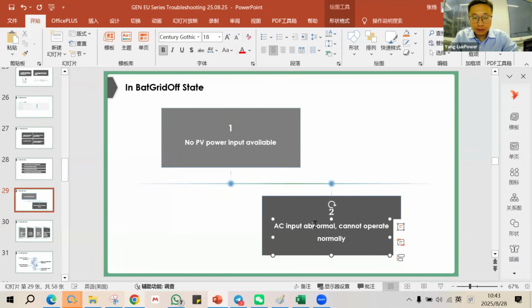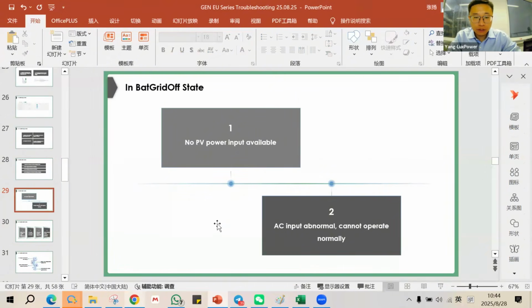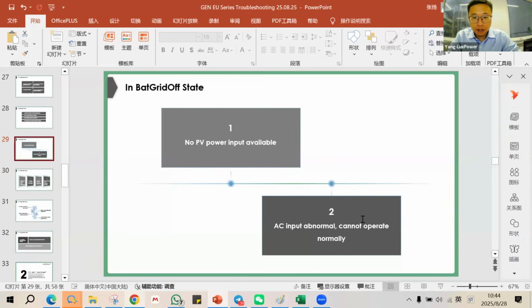And second, for the grid off, maybe the grid is okay, but there are some input problems from the grid, so the grid cannot charge normally. So you need to go back and check all the settings or check your grid. And if that is not the case, or there's still no warning or error, you can contact your installer or contact us. We will investigate together and find out where the problem is.